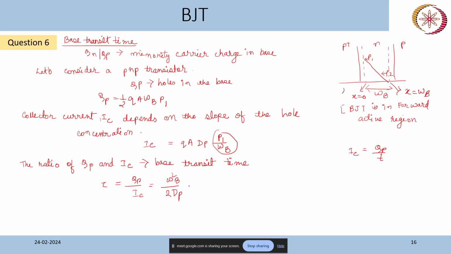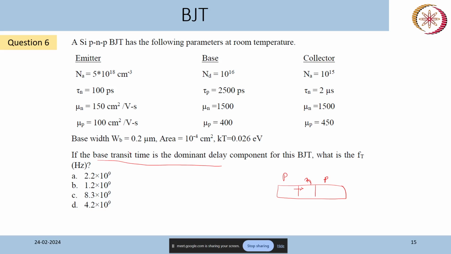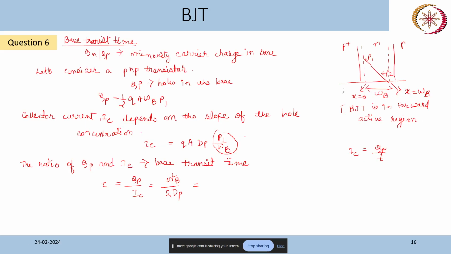Now what is WB? That is given in the question, 0.2 micrometer. We don't have the DP information, but we have mu n and mu p in the base region, so we'll use these. Mu p is 400 centimeter square per volt second. So let's use that first.